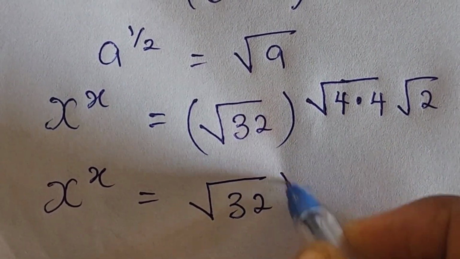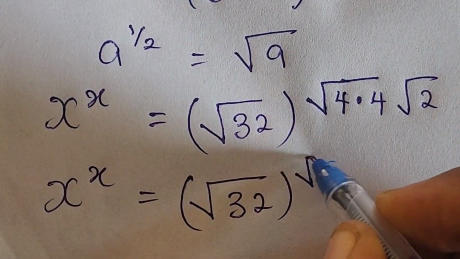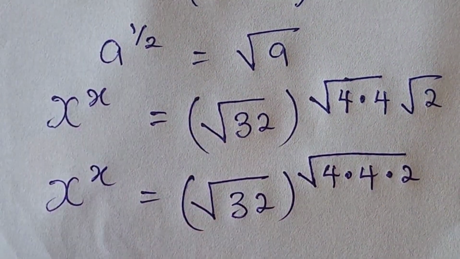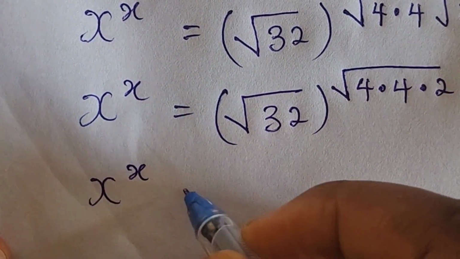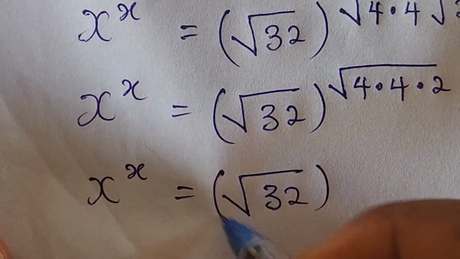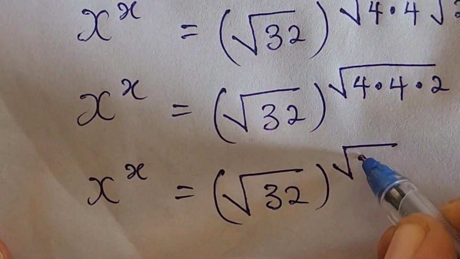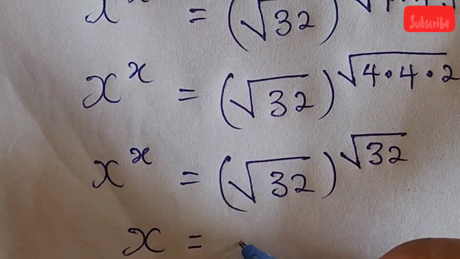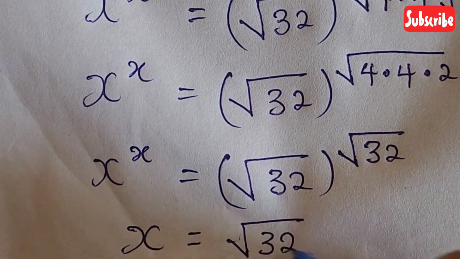So we have x to the power of x to be equal to the square root of 32 further raised to the power of 4 times 4 times 2. So we have x to the power of x is equal to the square root of 32 further raised to the power of root 32. So we have that x is equal to root 32.